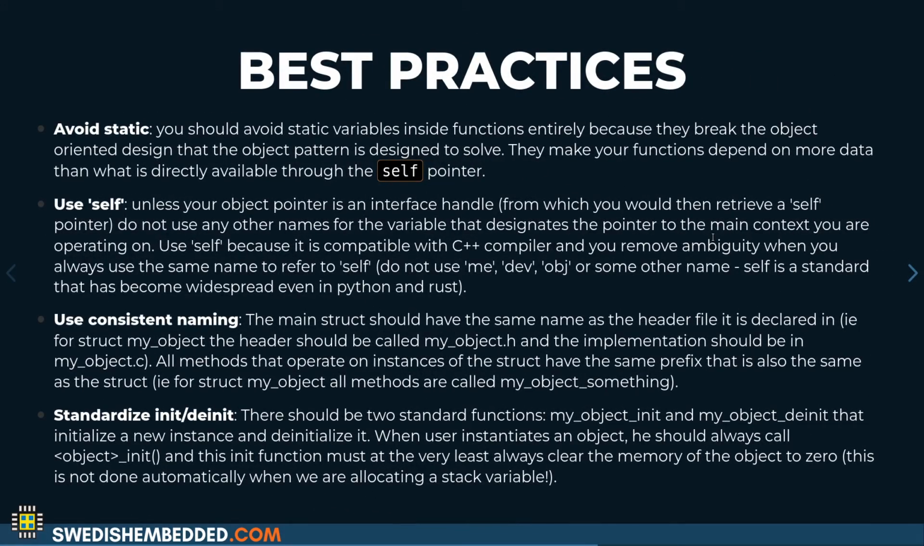Best practices of the object pattern: avoid all the static data. Never have any static data in your functions. Always use the self pointer. Use consistent naming, and standardize your init and deinit functions so that it's always the same, so that there's always a requirement to call the init function when you're instantiating the type. So that's it for this. You can read through this slide, pause the video, and just basically this is a recap of what I've already said, but it's still good to keep this in mind.